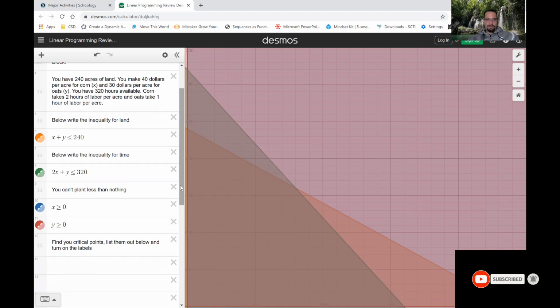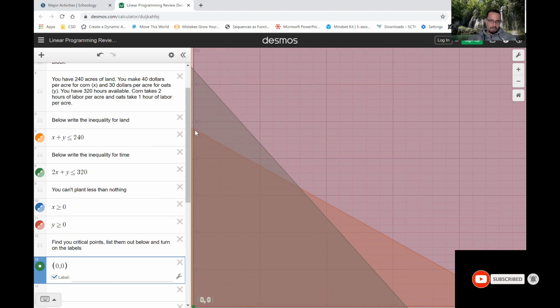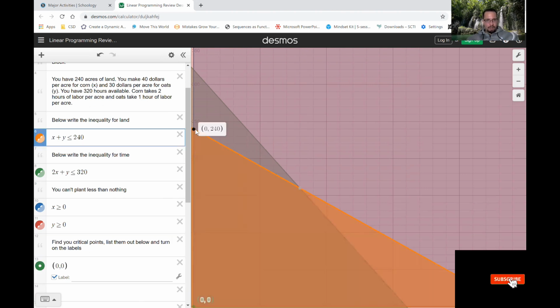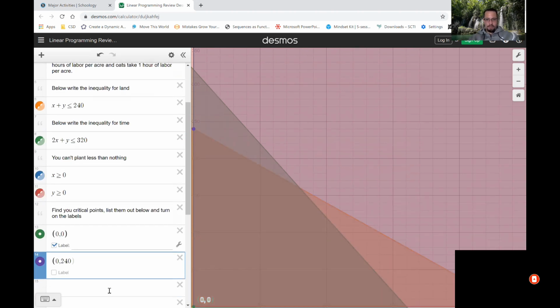So our points of intersection. First, we're going to use this point here, which is going to be 0, 0. And we'll just label it. The next point will be this point right here. So that'll be 0, 240. And we'll put a label on it so we don't forget what it is.